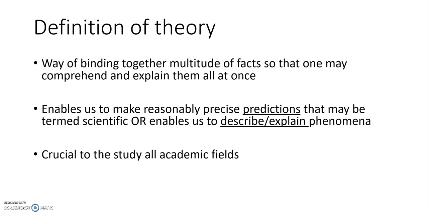So a theory is a way of binding together a multitude of facts so that one may comprehend and explain them all at once. So in that example, you were thinking about my relationship with this friend of mine. What did I do? Why is she mad at me? Oh, look, there's all these cars here. You have all these different inputs coming into your head. You're perceiving them, which is something in Chapter 3 we'll talk about, and your perceptions may or may not be accurate. A theory enables us to make reasonably precise predictions about the future, or it allows us to describe and explain phenomena, things that are not actually predictive.